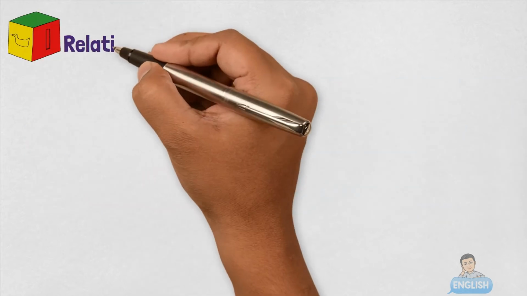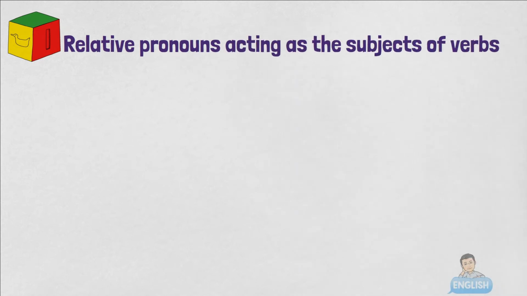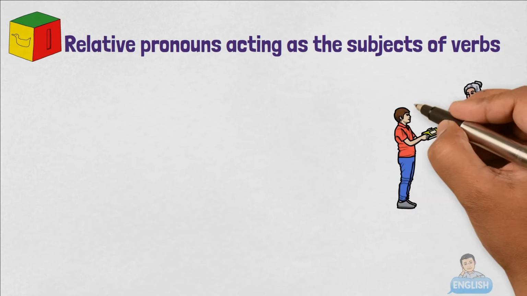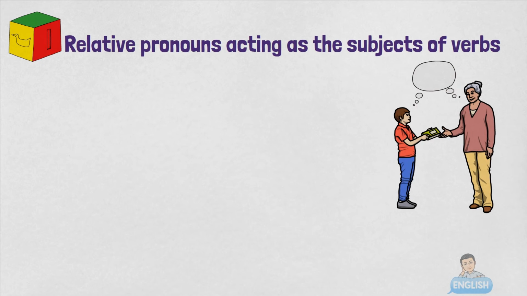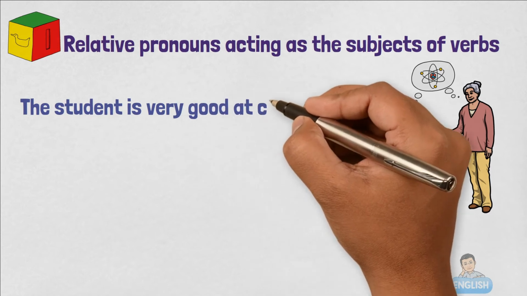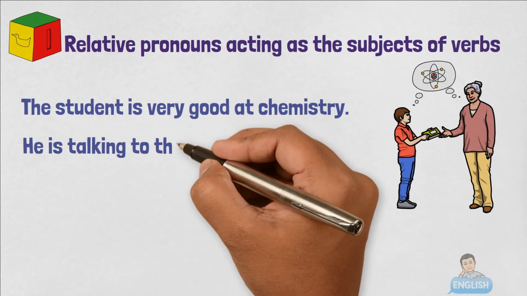First, let's study the examples of relative pronouns that refer to people. 1. Relative pronouns acting as the subjects of verbs. Take a look at two separate sentences. The student is very good at chemistry. He is talking to the teacher.